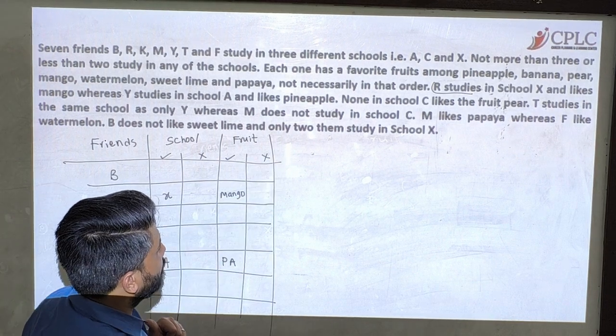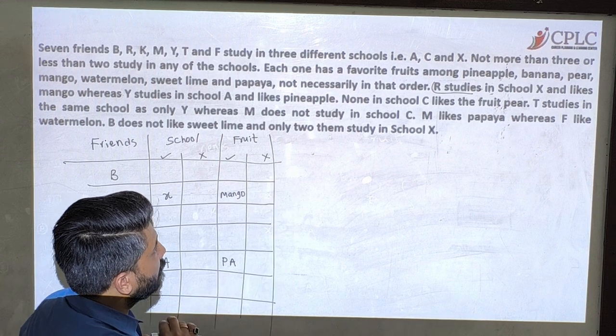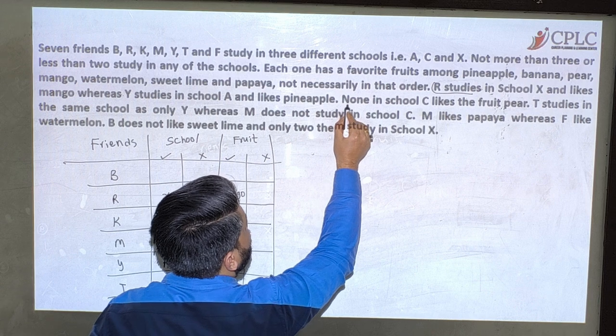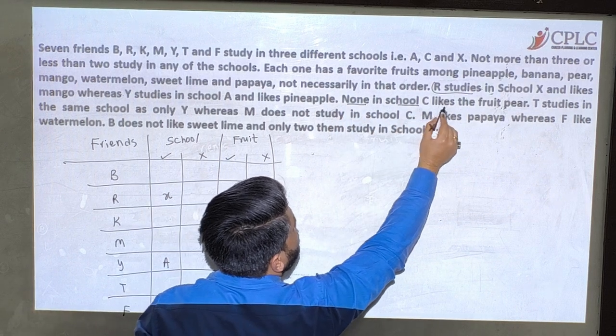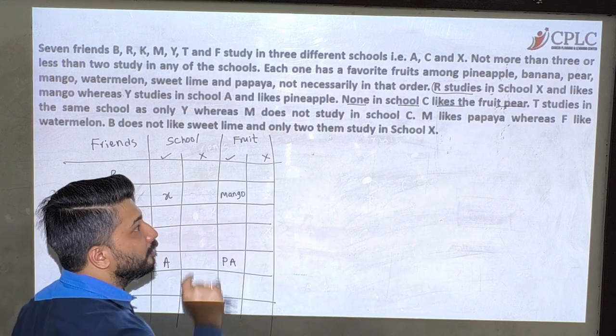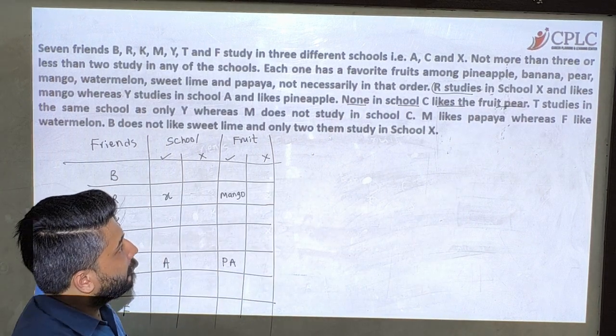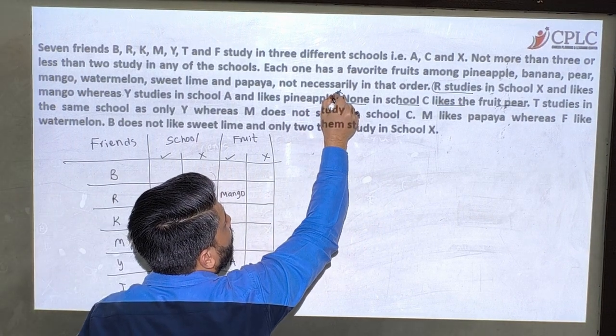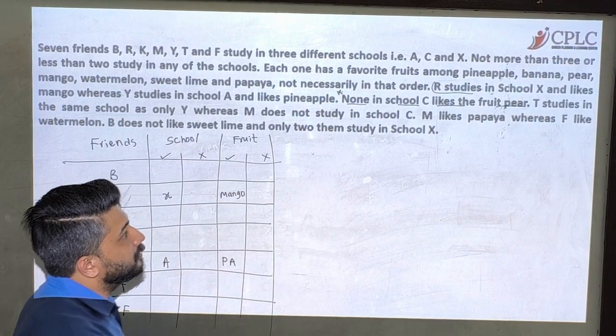Then the third part says nobody in school C likes the fruit pear. Now, we will come to this a bit later, whenever we come to know whoever goes in school C, and then we will use that to figure it out. So I will do some marking so that we can remember this.